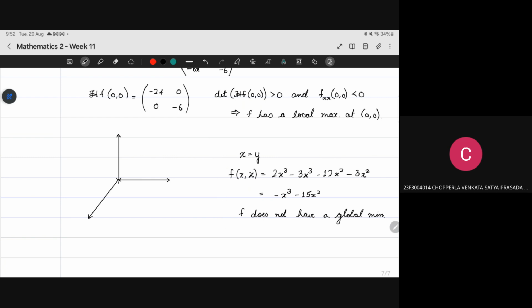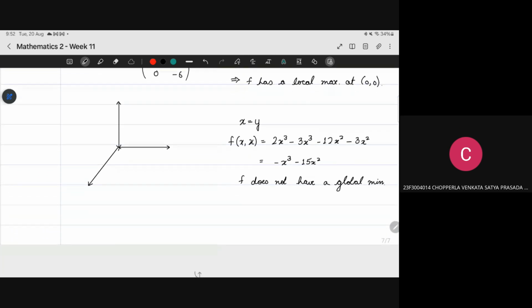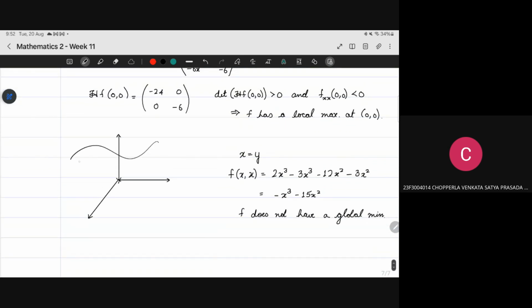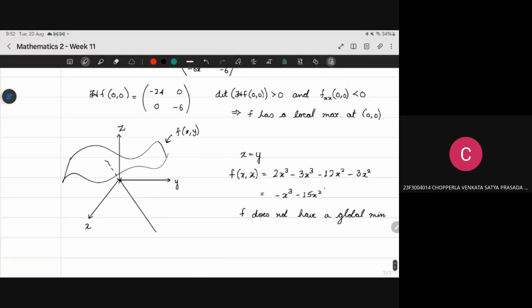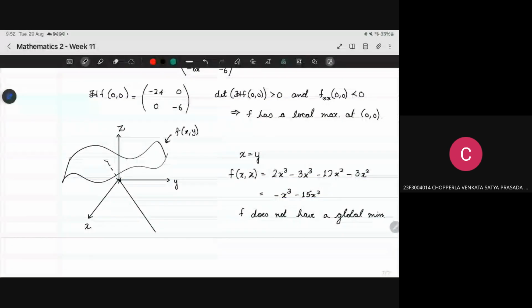X equal to y. So looking at this graph, it will be some surface in R3. This is X, this is Y, and this is Z, the graph of f of x, y. And if I move along the line x is equal to y, I'm analyzing the behavior of the function as I move along this line, right? And it happens to be minus x cubed minus 15x squared.